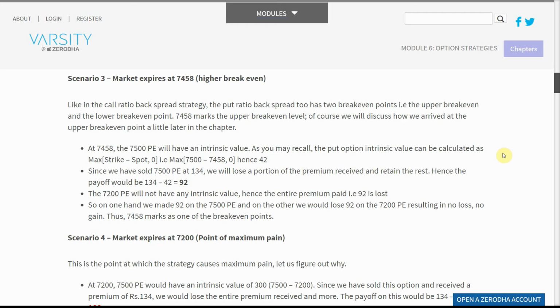The 7,200 PE will not have any intrinsic value. Hence, the entire premium paid, i.e. 92, is lost. So on one hand we made 92 on the 7,500 PE, and on the other we would lose 92 on the 7,200 PE, resulting in no loss, no gain. Thus, 7,458 marks one of the break-even points.